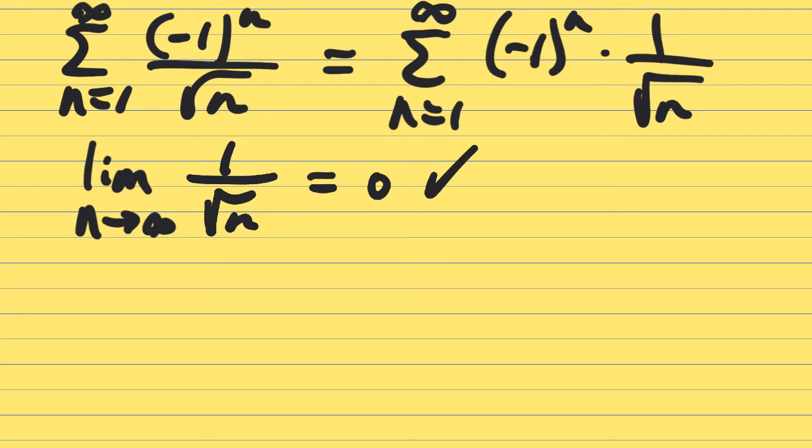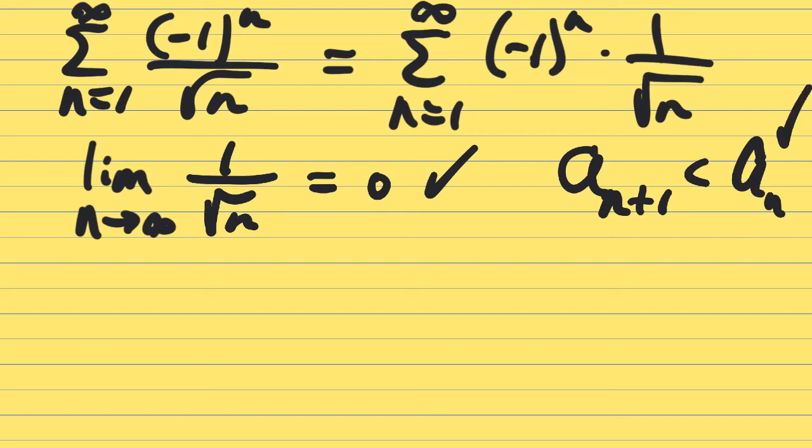Let's look at whether this decreases. 1 over square root of 1 is 1. 1 over square root of 2, it's irrational, but it's smaller. 1 over square root of 3, and so forth. So we can informally make the claim that every term is smaller than the one before it. And that's step number 2. All right, so this alternating series, because it passed both tests, is a convergent series.